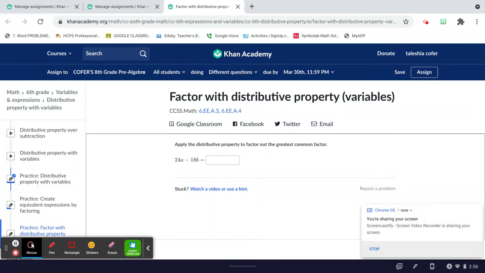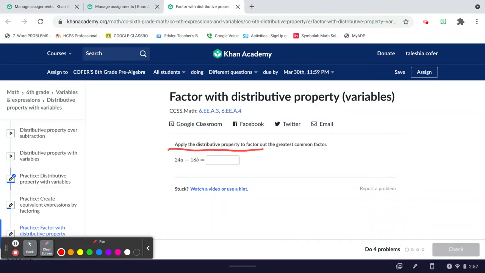Okay, guys, let's factor with the distributive property. So we learned how to distribute numbers to get an answer when we're dealing with variables, because it's not easy just to add them like regular numbers. So now we're going to work backwards, okay? They tell us here to apply the distributive property to factor out the greatest common factor.